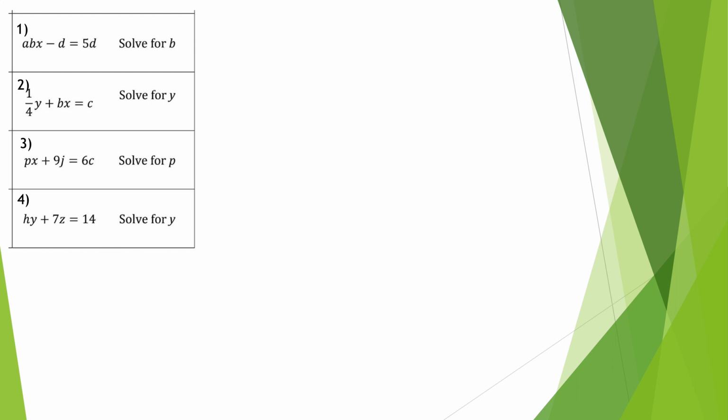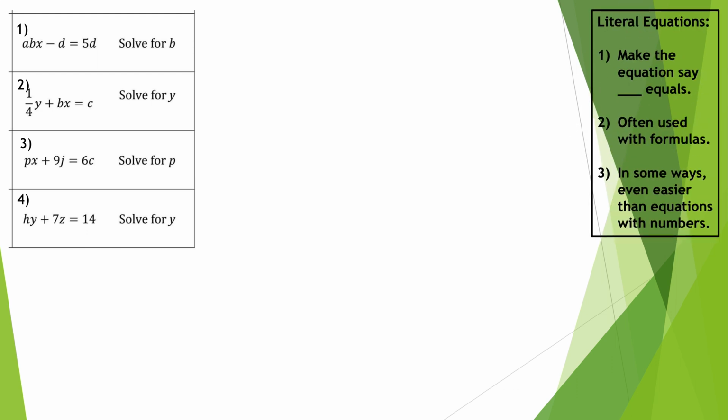Okay, so on the first one, the step-by-step of literal equations. I forgot to say that before. Make the equation say whatever you're looking for equals. So for instance, in number 1, you want it to say b equals, in number 2, y equals, and so on. It's often used with formulas, which I just mentioned. And in some ways, these are even easier than regular equations because it's very hard to make the sloppy mistake, okay?